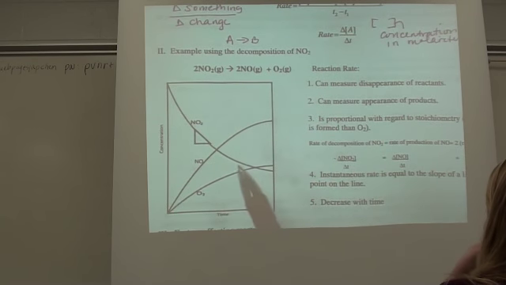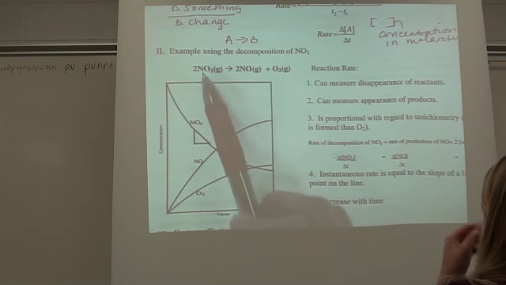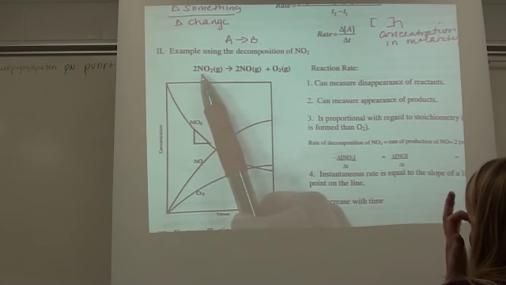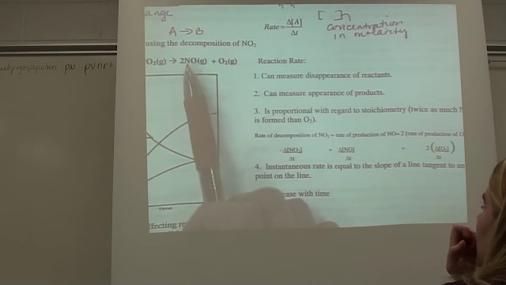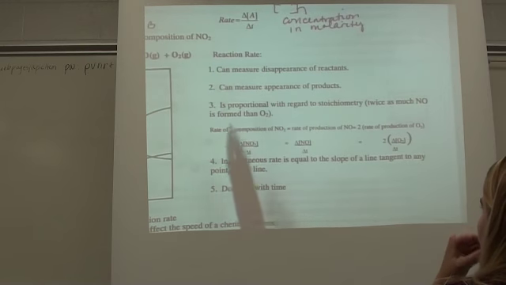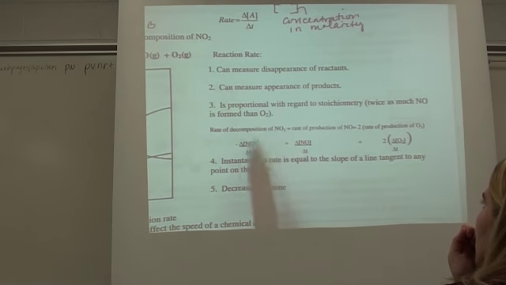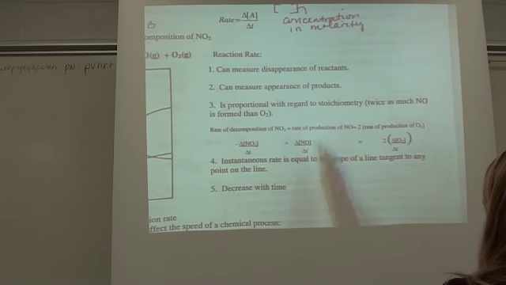Now, the reaction rate is proportional with regard to stoichiometry. If you look at the stoichiometry of this reaction, for every 2 moles of NO2 that decompose, you form 2 moles of NO and 1 mole of O2. So there's always twice as much NO formed as O2. Another way to look at this is that the rate of disappearance of NO2 is equal to the rate of appearance of NO, and it is 2 times the rate of appearance of O2.